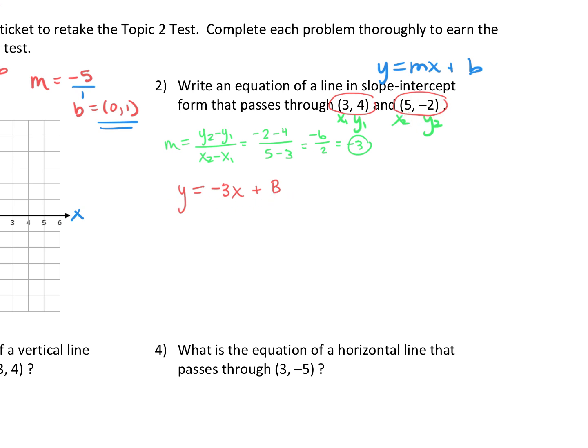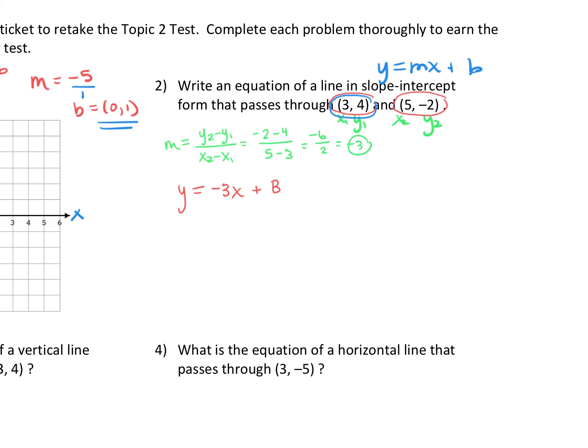So what we can do is we can grab one of the points, whichever one looks easier, maybe this (3, 4). I think that looks a little bit easier to use, and you can use that as a helper point. You can plug in the 3, 4 for the x and the y in our equation, and that will allow us to solve for b.